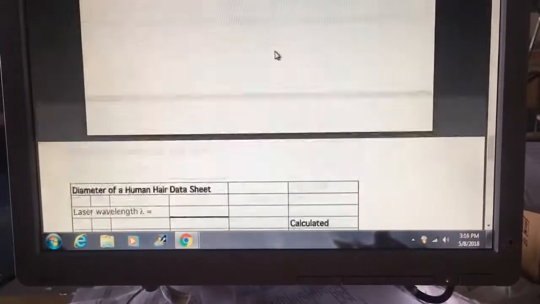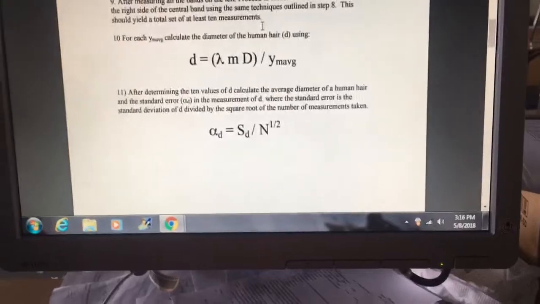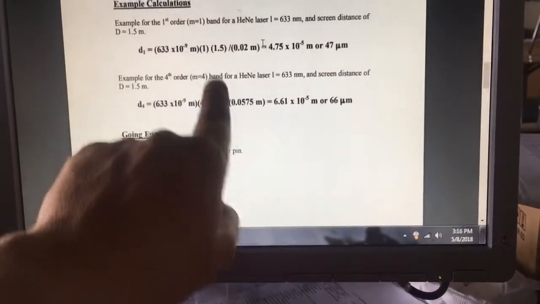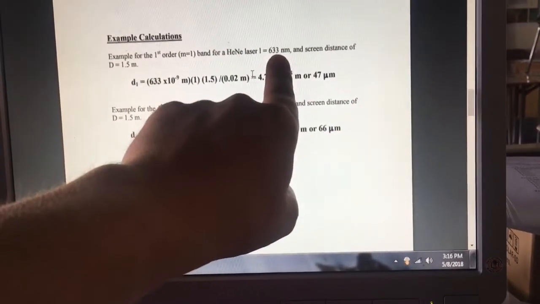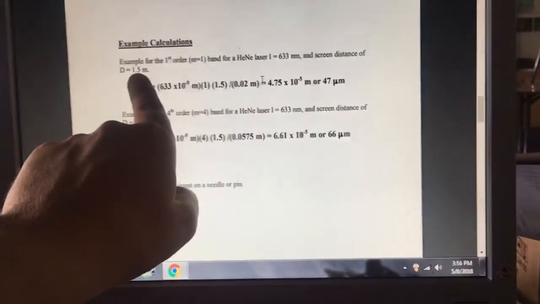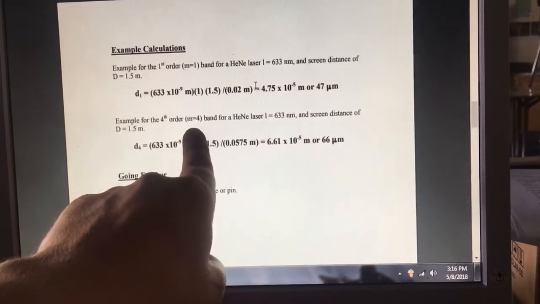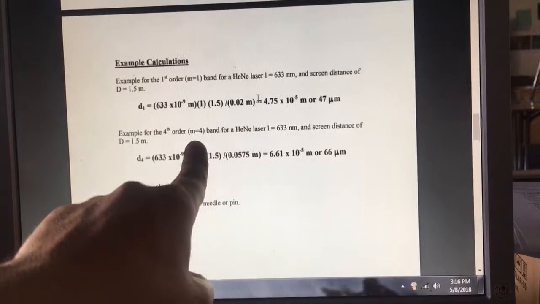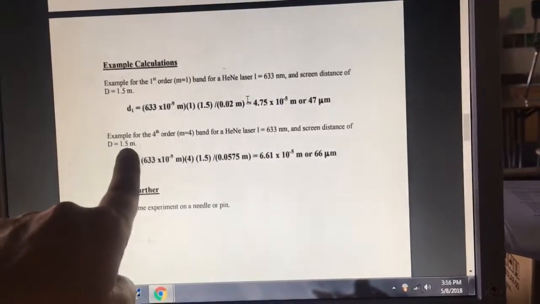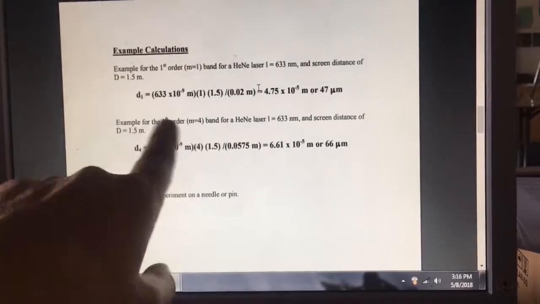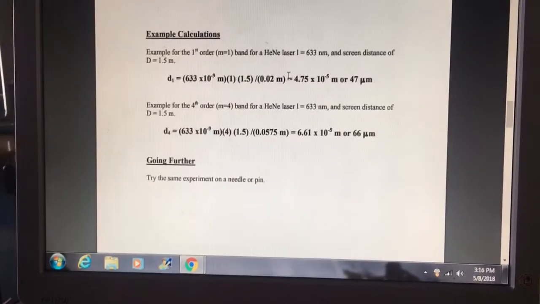The equation, like I said, is this one right here. Now there's a couple examples for how to do this here and here. One for the first fringe with a laser of wavelength 633 nanometers and a distance of 1.5 meters, and another with the same laser, same distance, but this time for the 4th order fringe. Now our lasers have a different wavelength. Ours are 655 and our distance was 1 meter. So things are a little bit different, but the setup is the same. So here's an example for how to do this.